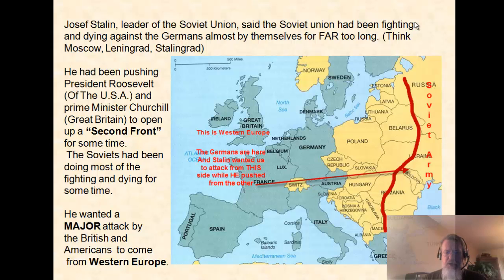Now, he wanted us to make a major attack, not just small little attacks, but a major attack, in order to keep Germany fighting from different directions, which would, of course, help to defeat them more quickly.